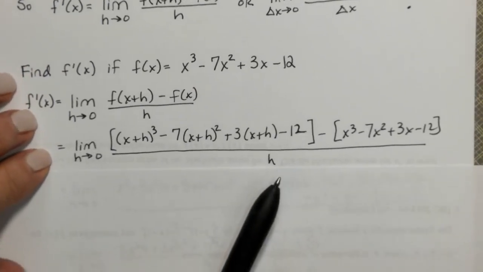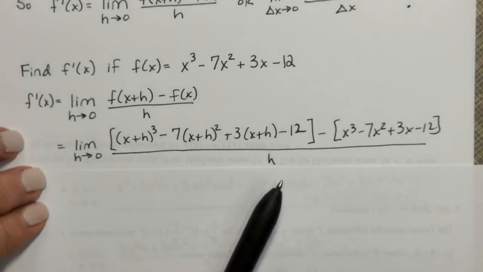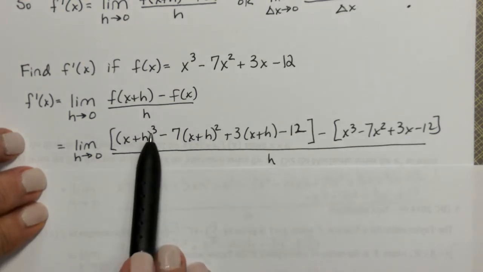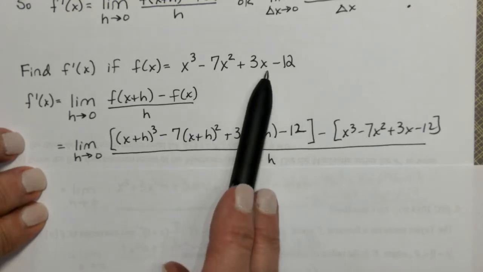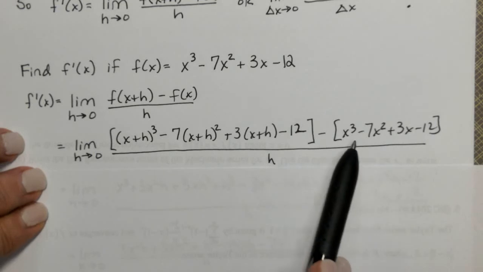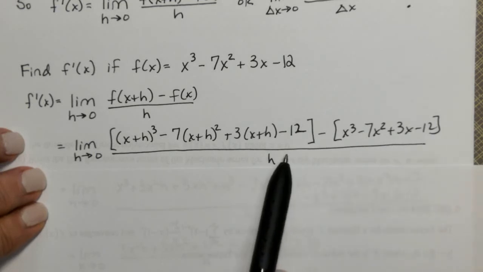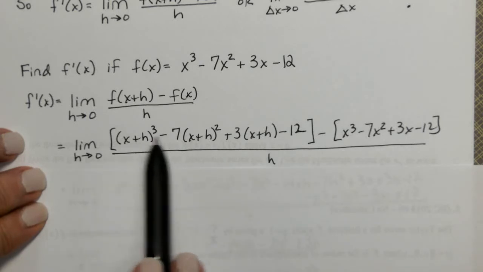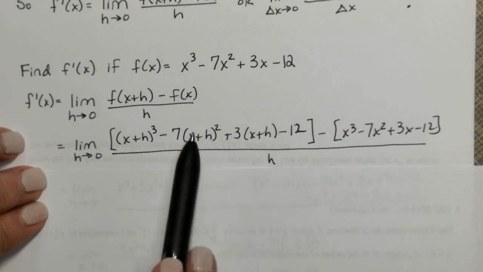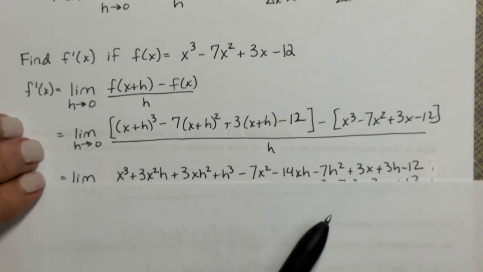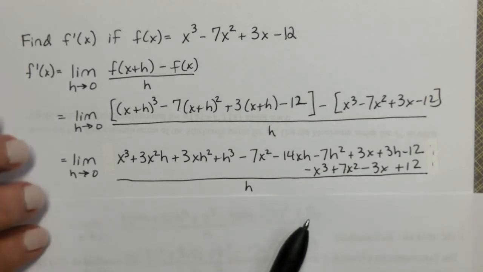Okay? This is an example for a reason. I want to show you how tedious it can get. So now we have x plus h cubed minus 7 times x plus h squared plus 3 times x plus h minus 12 minus f of x all over h. We need to expand this more. So I need to cube this binomial. That is x plus h times x plus h times x plus h. And I need to square this binomial. And when I do that, I get a lot of terms.